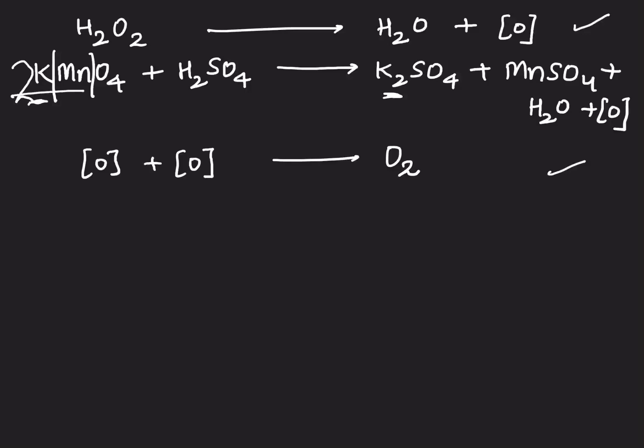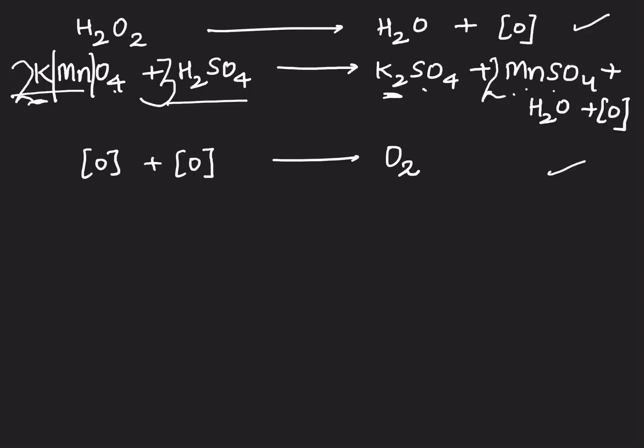Now 2 manganese on the reactant side. There is only 1 manganese on the product side. So let's make it 2 as well. Now what about the sulfate? There are 2 plus 1, 3 sulfate, whereas on the reactant side, there is only 1 sulfate. So let us make it 3.